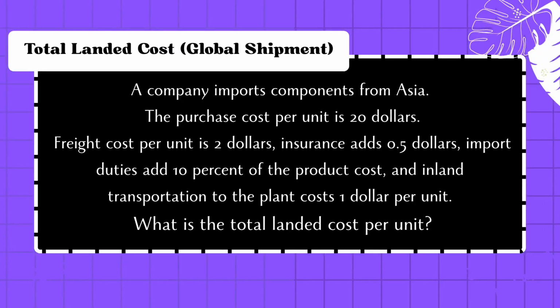Problem 8. Total landed cost. A company imports parts from Asia. Each unit costs $20 to purchase. Shipping adds $2 per unit. Insurance costs 50 cents, and the import duty adds 10% of the product cost. Finally, transporting the goods from the port to the factory adds another $1 per unit. What's the total landed cost per unit?